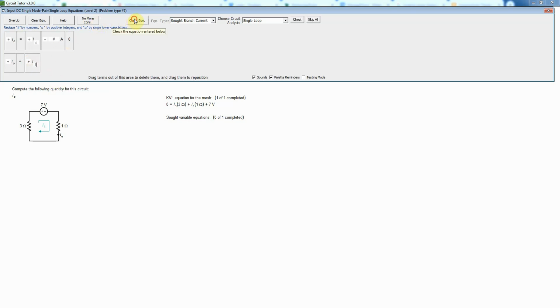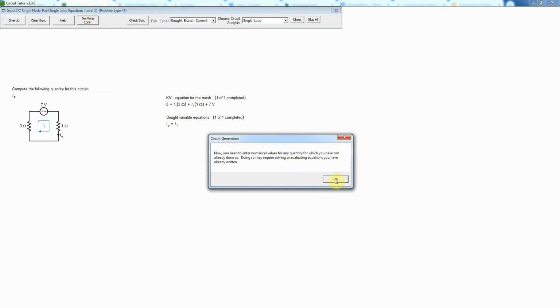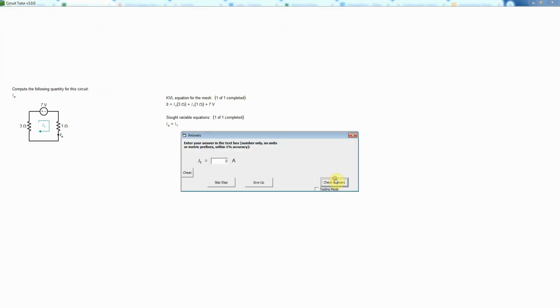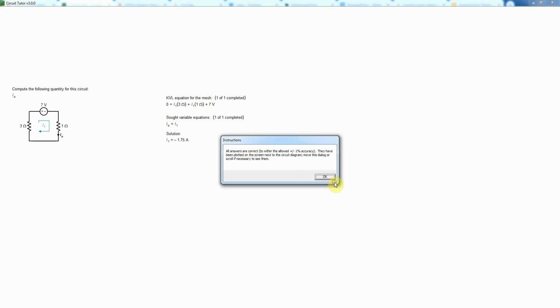And so I'll check that, and that is indeed correct. I'm now done, so I just click no more equations. And now it asks me to solve those equations because, of course, I don't have an answer yet. So first of all, I have to solve this equation for I1. So I would just combine those. That's 4I1 plus 7. So this is going to be -7/4 or -1.75.